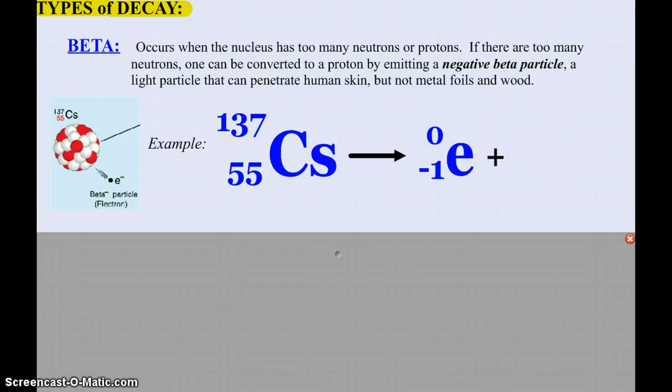So here we have a radioisotope of cesium. 137 minus 0 is 137. So the mass number is not changing. 55 minus negative 1 is 56. And so we see that we changed a neutron into a proton, and we have now changed into an atom of the element barium. And that is a much more stable situation than the cesium was, so it spontaneously happened.